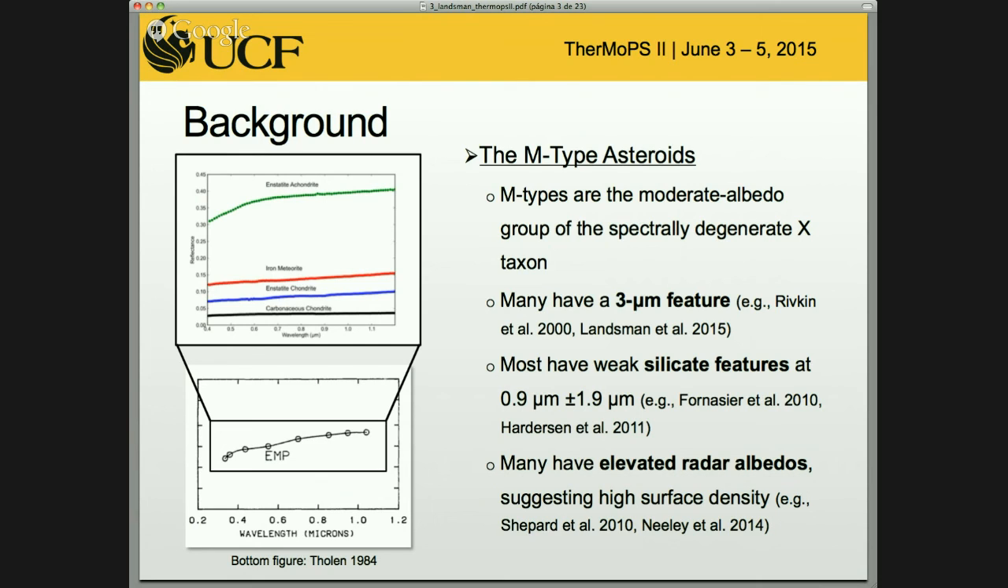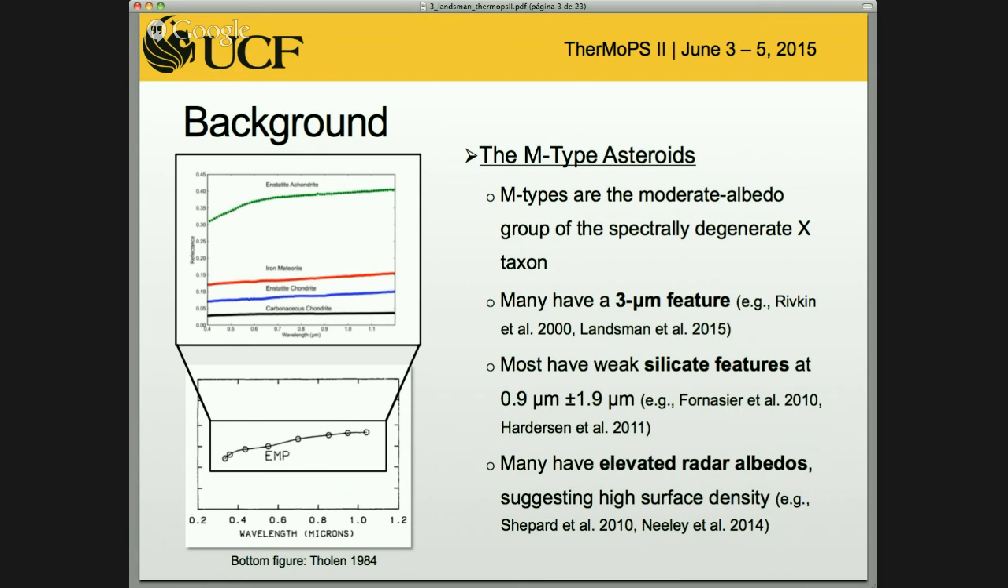But since then, we've learned that M types are complicated. For one thing, it turns out that many of them have this 3-micron hydration feature. That was originally found by Andy Rivkin, and there were some earlier papers, Lebofsky and Jones, I believe, in the 90s. And we've most recently done an updated study on that, which I'll talk about soon. But it turns out that these things that maybe were metal have hydrated silicates on the surface, which is not what you would expect.